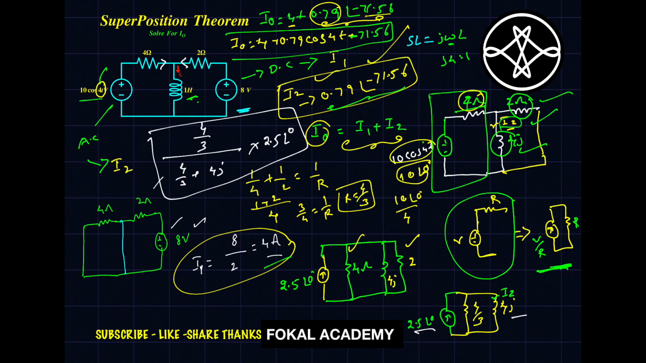So this is the current I0 for the given problem, and this is the process of simplification using the Superposition Theorem.